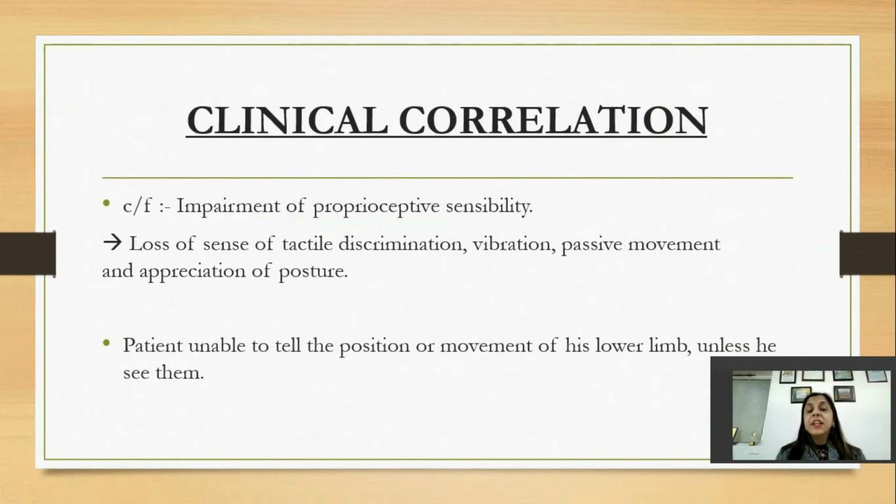So if there is any lesion at any level of the dorsal column, there is impairment of proprioceptive sensibility, loss of the sense of tactile discrimination, vibration, passive movement and appreciation of posture. The patient is unable to tell where the part of the limb is placed, or the position or movement of the lower limb, unless he sees it.